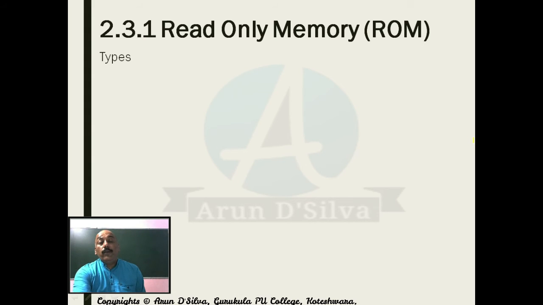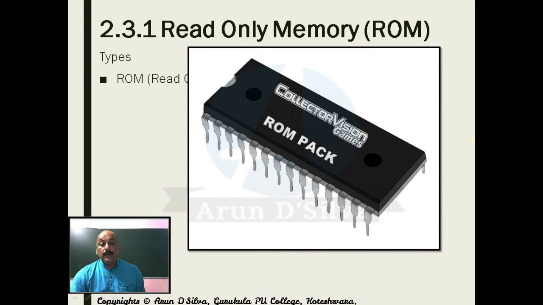Going forward, there are different types of ROMs. The first one is the normal ROM, and that is this one. This is a chip. In this chip, whatever instructions are there will be burnt into it. The instructions are stored at the beginning in this itself, so they are used afterwards only for reading.